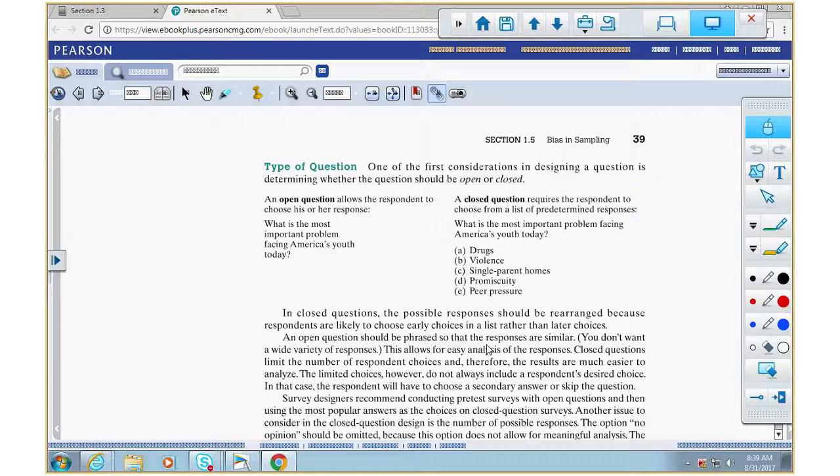Okay, here's an example of an open question. It allows the respondent to choose his or her response. What is the most important problem facing America's youth today? And then over here, a closed question, it kind of hinders it. You don't want closed questions unless it's something quantitative, like socioeconomic status. Which level do you consider yourself?